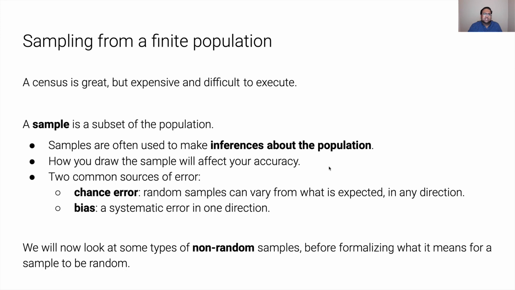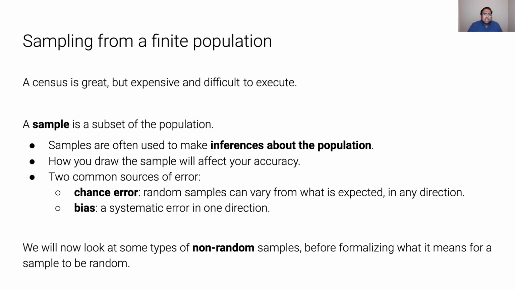There are two common sources of error when it comes to sampling, both of which you will become familiar with throughout this course. One of them is chance error. This is the phenomenon that if we are sampling at random, which we have yet to define, but we will in the next video, the sample that you end up with could look different than the population just due to random chance, and we call that chance error. The other big type of error that you need to watch out for is bias, which is a systematic error in one direction. And so bias may occur when you constantly overestimate or underestimate some quantity.